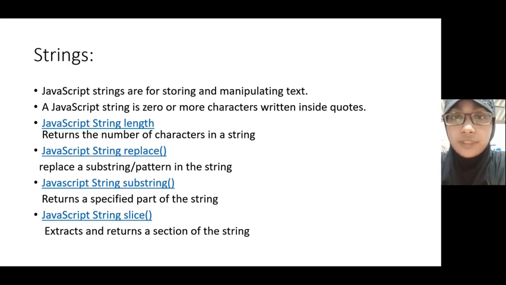Now we get to the concept of strings. This is one of the important concepts. JavaScript strings are for storing and manipulating text. A JavaScript string is zero or more characters written inside quotes. Whatever is written in double quotes or single quotes is considered a string. JavaScript does not particularly see whether it is a single quote or double quote. It has different methods, and I have only mentioned a few of them: string length, string replace, string substring, string slice.